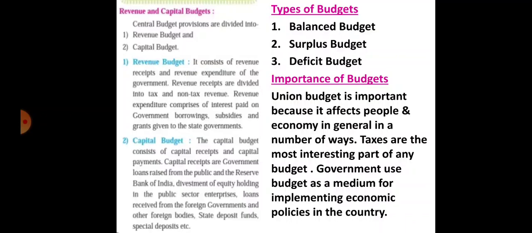So let's discuss the last point related to this chapter, the importance of budget. We know the union budget is important because it affects people and the economy in general in a number of ways. The taxes are the most interesting part of any budget. The taxes determine the fate of businesses and individuals. The level of disposable income of taxpayers depends on the tax rates presented in the budget. The government expenditure on various heads such as defense, administration, infrastructure, education and healthcare, etc. affects the lives of citizens and the overall economy.